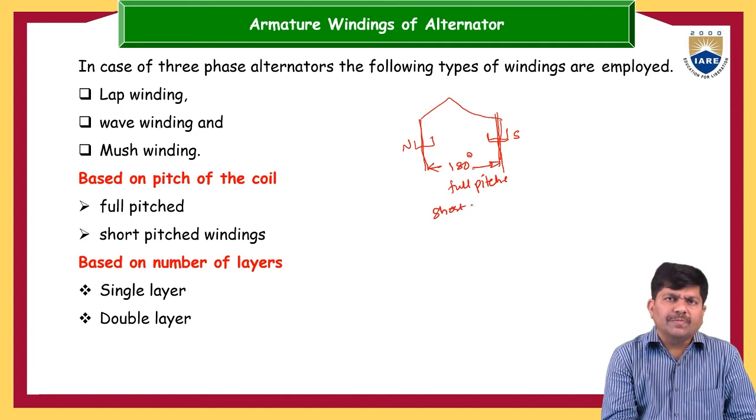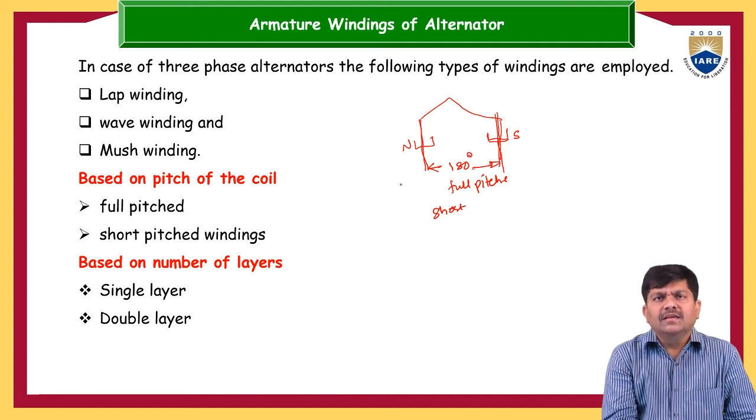What do you mean by short pitched coil? Instead of 180 degrees, this may be reduced by 15 degrees or 7.5 degrees or 20 degrees based on the requirement. So they will not maintain exactly 180 degrees. If it is less than 180 degrees, those are nothing but short pitched windings.